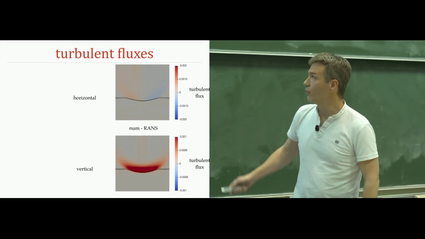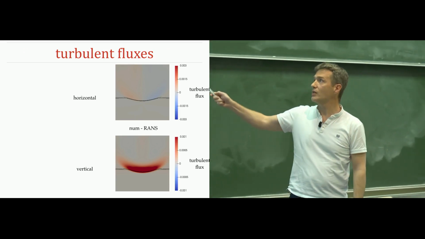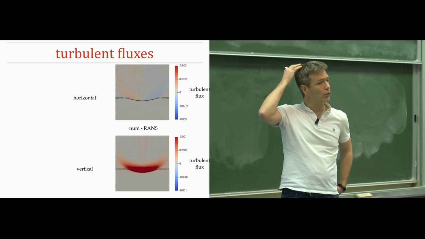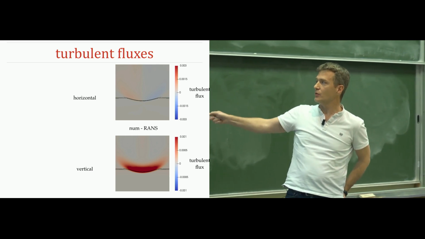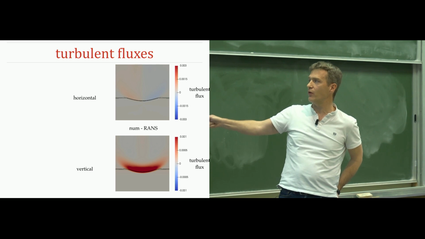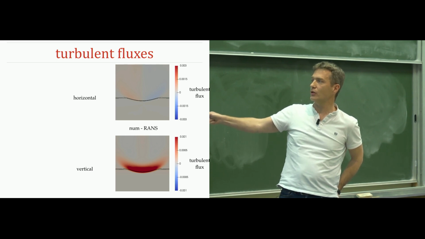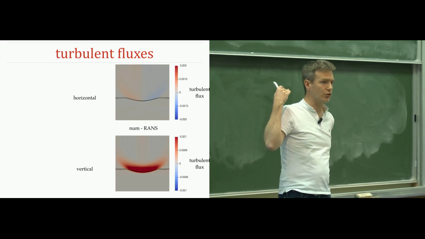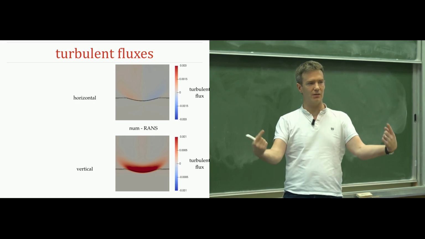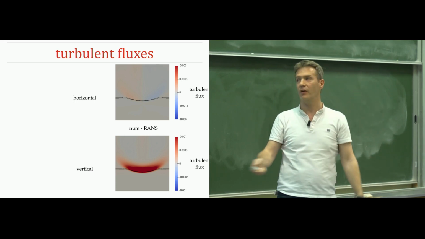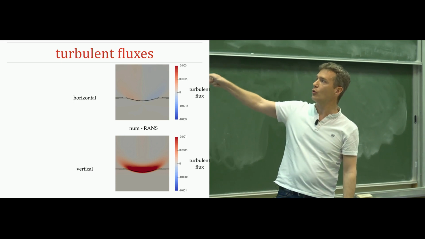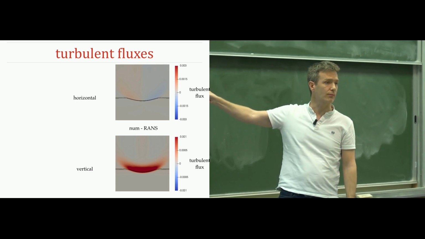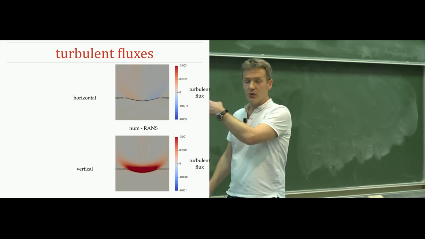If we take one snapshot from the numerical results using this modeling, this is what we see. This is the vertical turbulent flux. It's red all along the interface, corresponding to the sketch I just showed you. We have a turbulent diffusivity mixing perpendicular to the interface from the bottom towards the top, and we have almost no horizontal turbulent flux. That's for the numerical modeling.